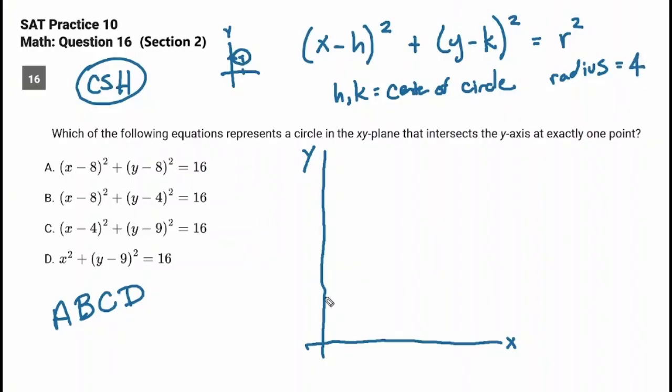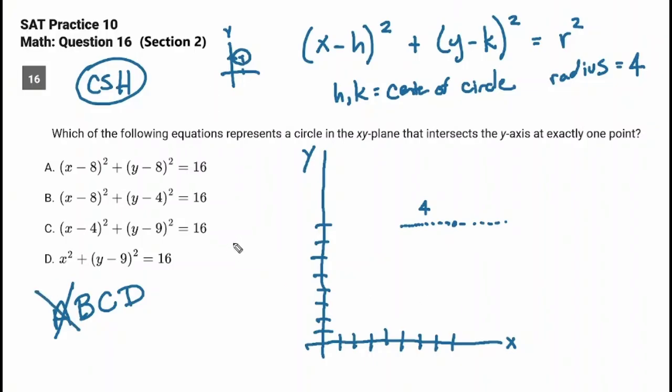We look at answer choice A. What are h and k? They're 8 and 8. So let's just draw that out. 1, 2, 3, 4, 5, 6, 7, 8, and do the same thing on the y-axis. We're going to put the center of the circle at 8, 8. If we have a circle with a radius of 4, it ain't going to make it over to the y-axis, right? So it's going to be a circle sitting in space. Answer choice A can't be right because it's got to hit the y-axis.